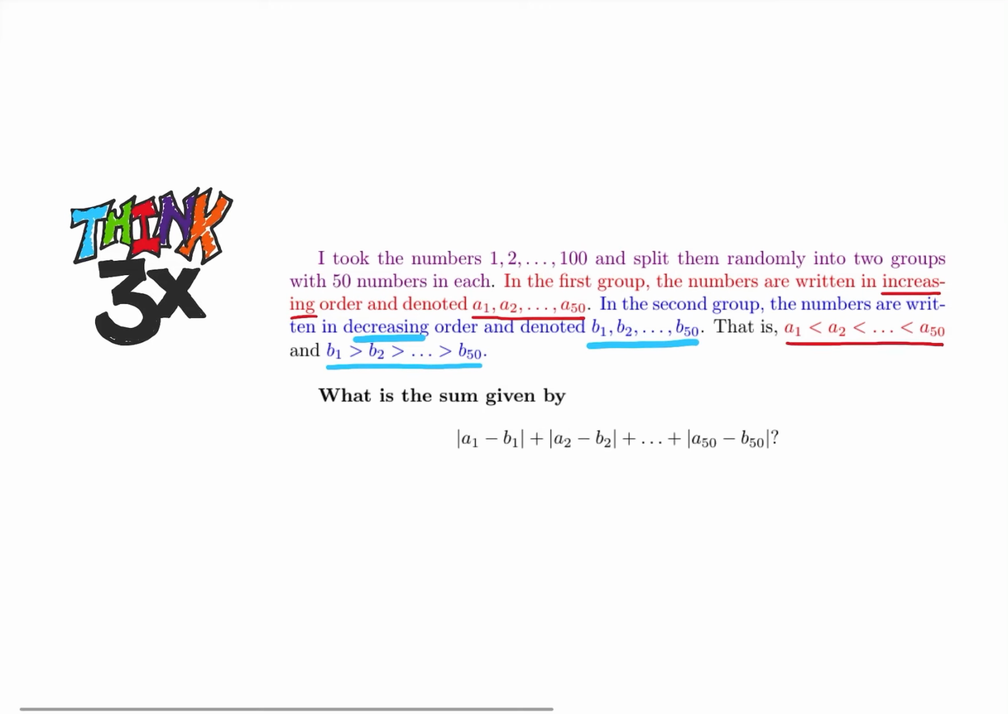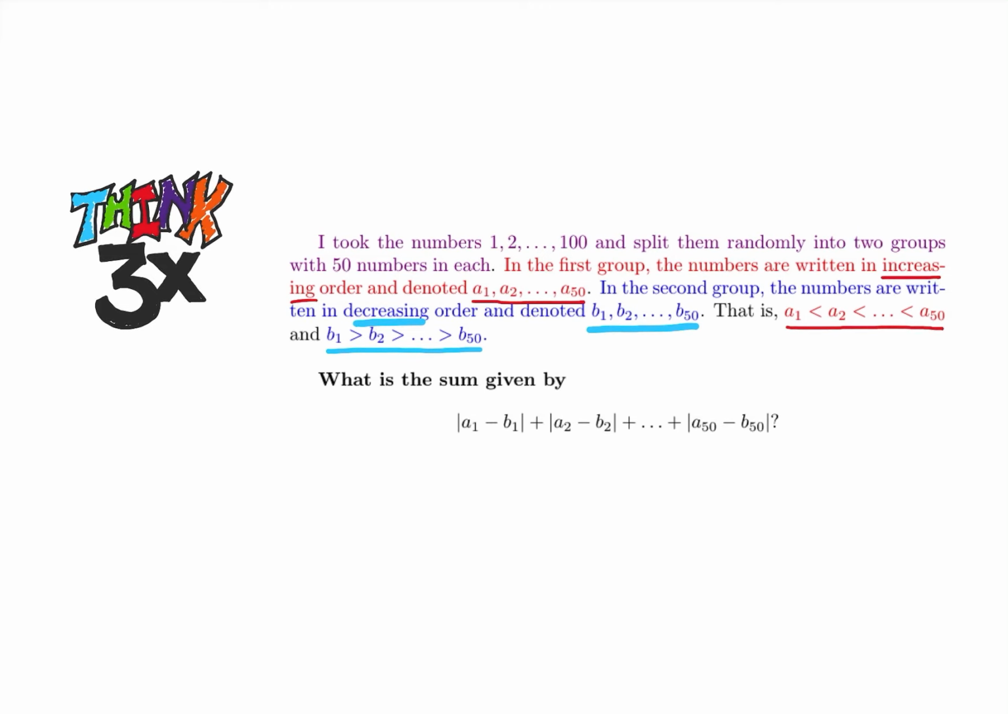So if you'd like to try this out, go ahead and pause the video, take a few minutes to try to find out. But what we're trying to figure out is the sum of the differences: the difference between a sub 1 and b sub 1, plus the difference between a sub 2 and b sub 2, and then all the way up to the difference between a sub 50 and b sub 50. So this would be a one norm between the two vectors that we might create between these two sets of 50 numbers. Okay, so we'll go ahead and start working toward a solution here.